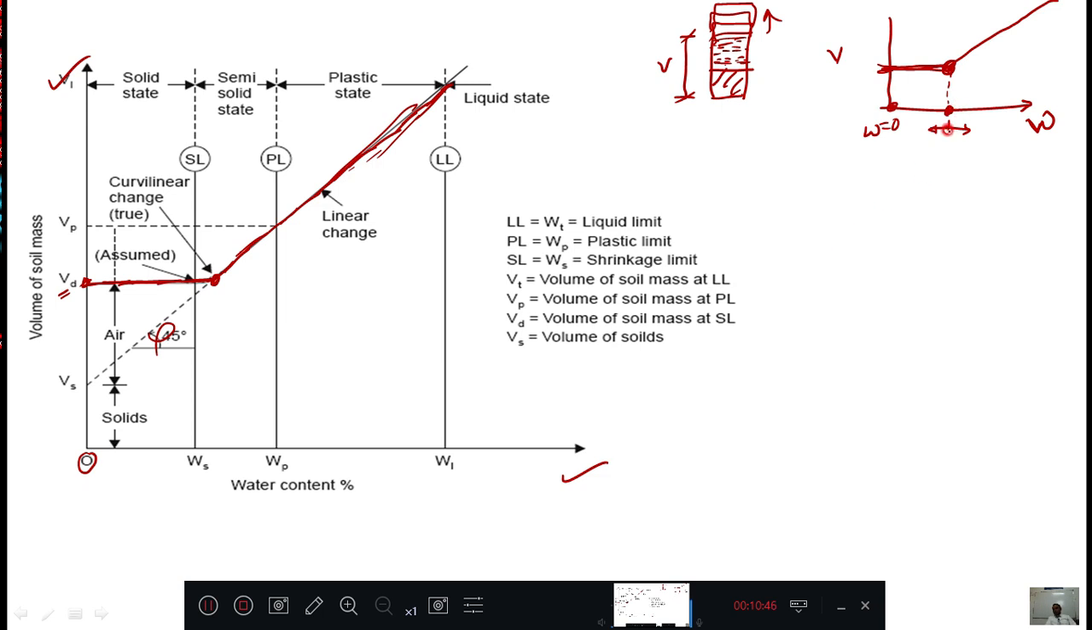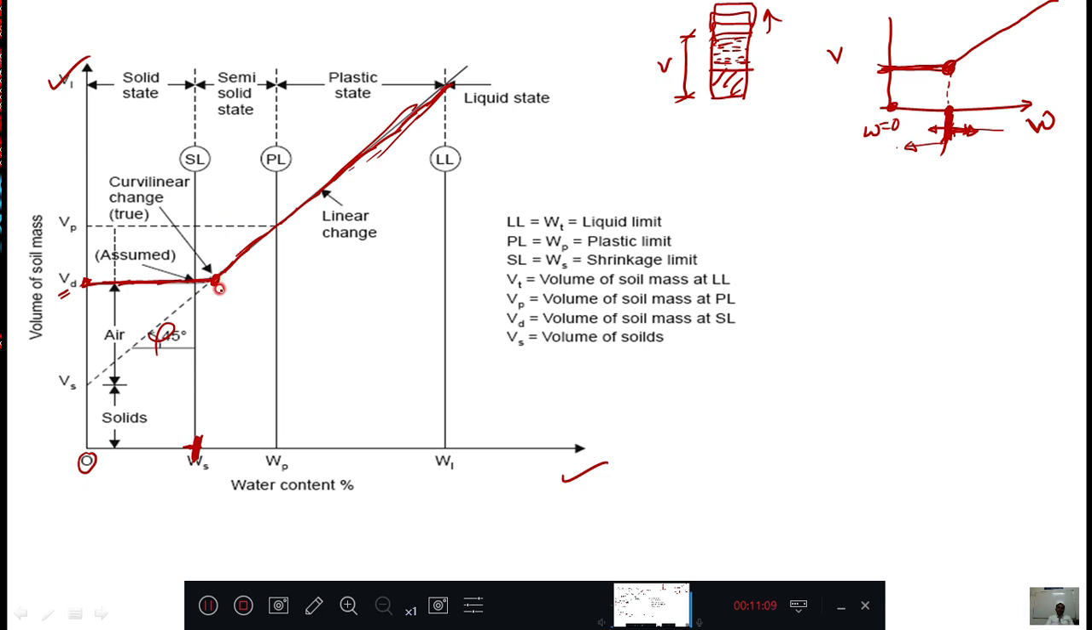Means from this point the swelling starts, or otherwise up to this point you can observe shrinkage. Before this, shrinkage will not happen, reduction in the volume will not happen, therefore we will call this point the shrinkage limit. This is the shrinkage limit.